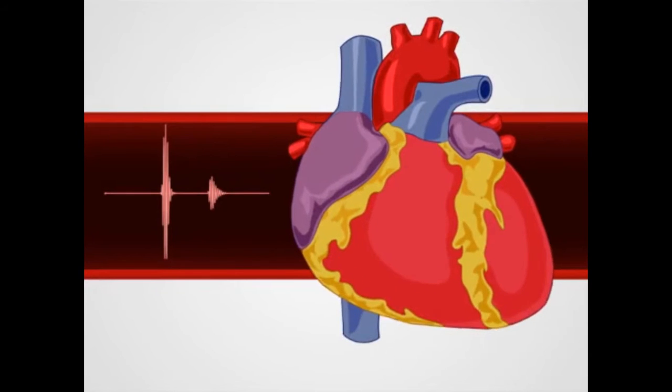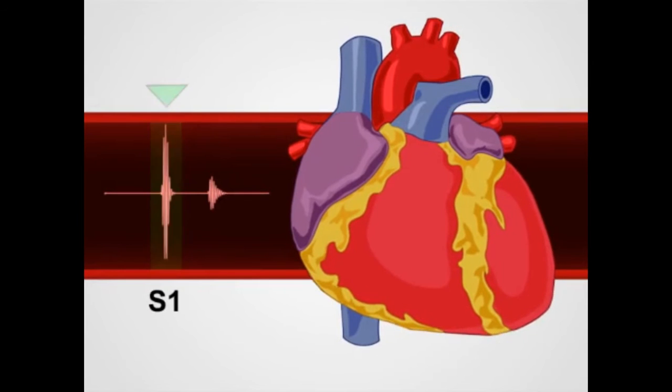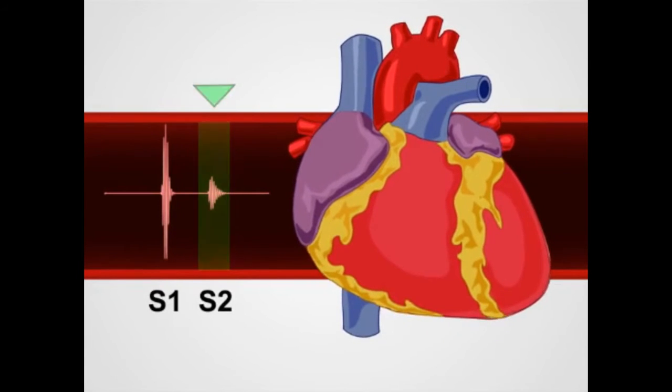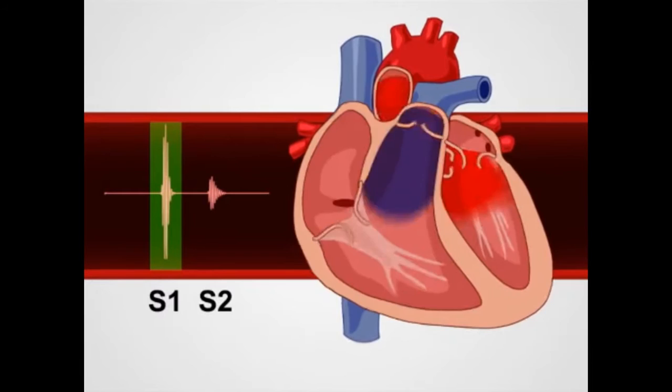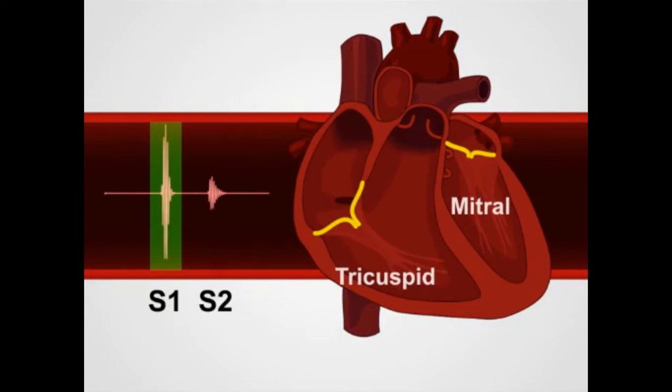The heart has two main sounds, S1 and S2. The first sound, S1, occurs as the mitral and tricuspid valves close after blood enters the ventricles. This represents the start of systole.